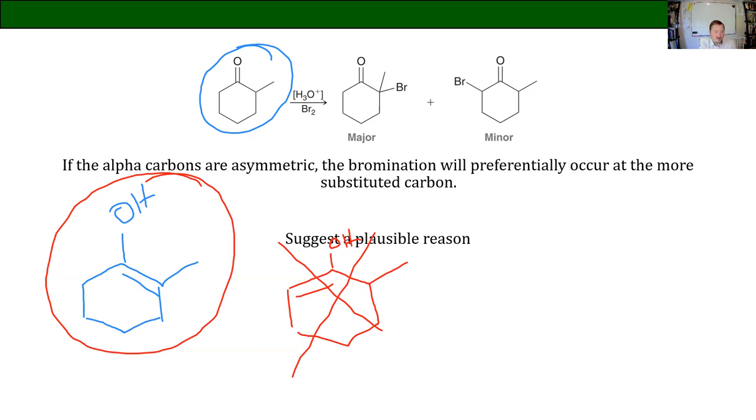So we can actually control which of these reactions we do. Whether we are going through an enol versus an enolate is going to control which set of stability rules we need to pay attention to, because we're going through a different intermediate.